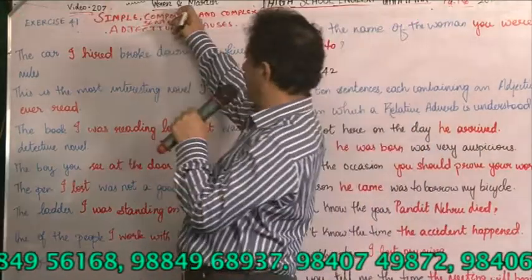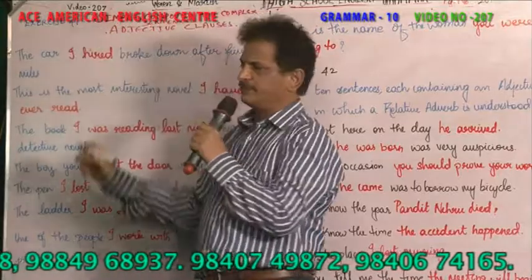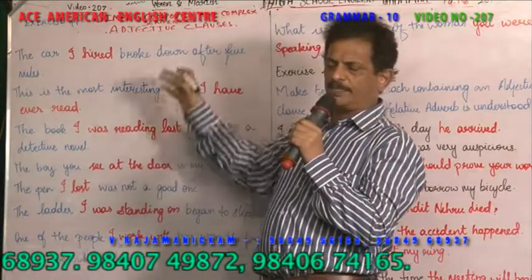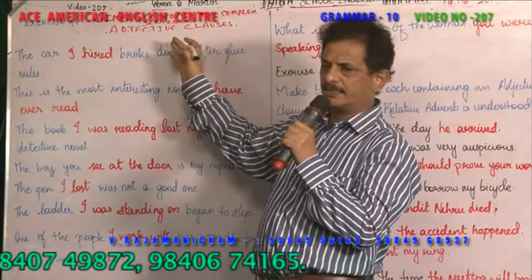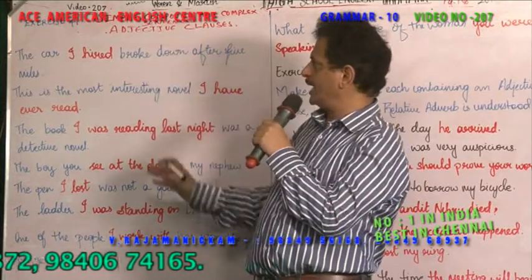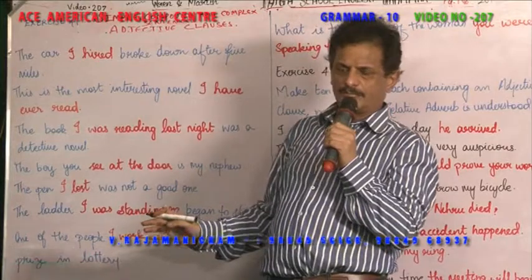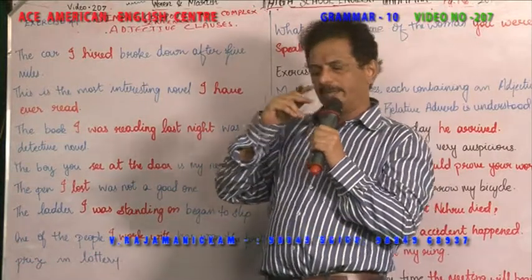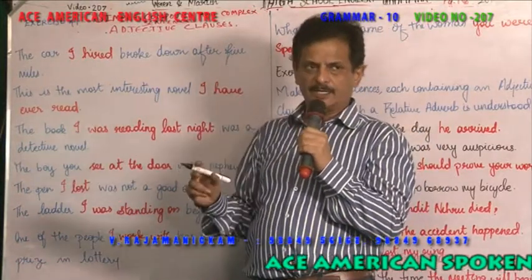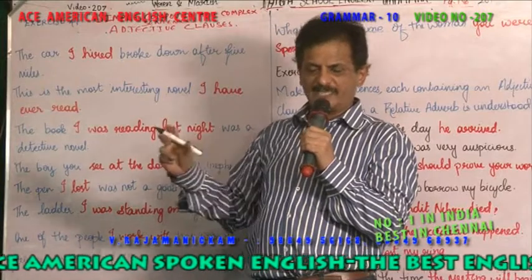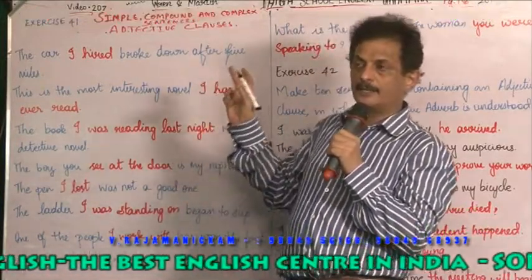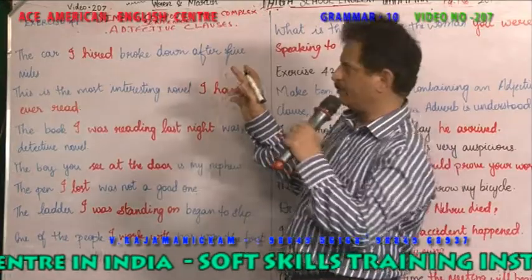We have come here to Raymond Murphy's book, exercise 41. The topic here is simple, compound and complex sentences, and we have come here to the adjective clause. In this adjective clause, what is that? In the main sentence, a noun is there. A noun is qualified with a sentence, but here the relative pronoun is not given.